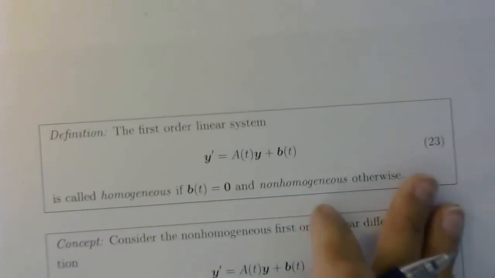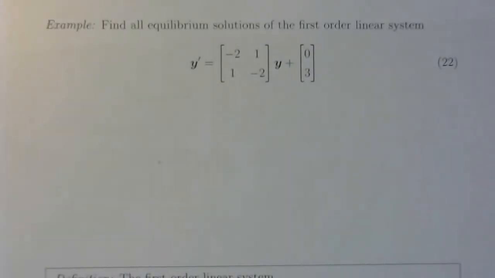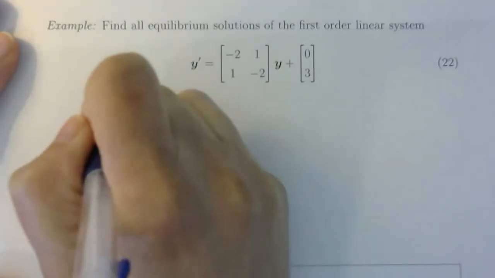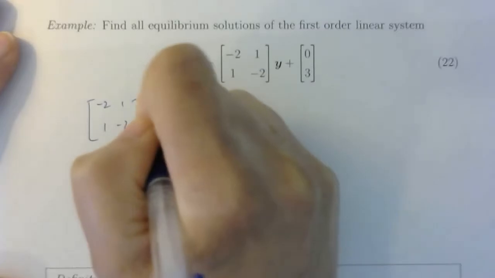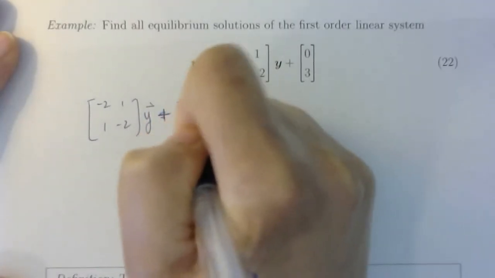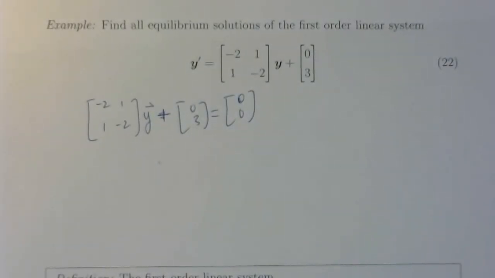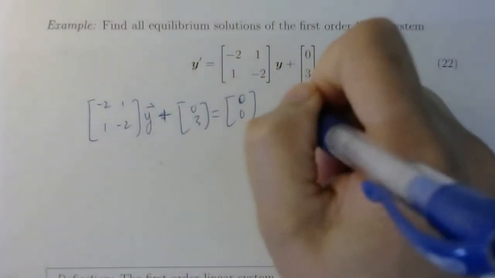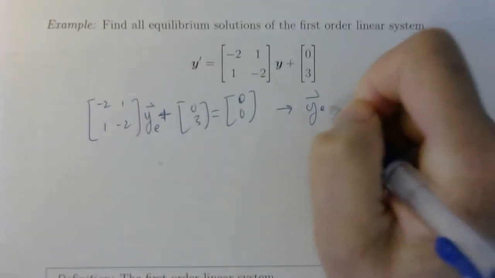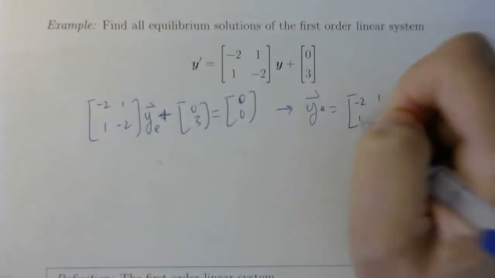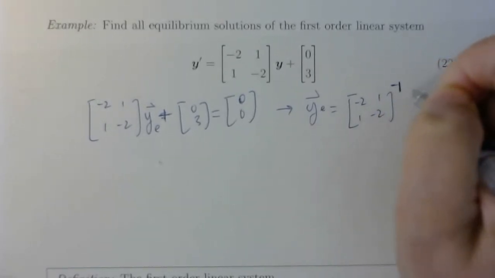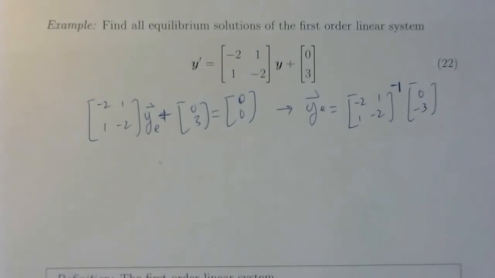So here's an example that we can look at. Let's find all the equilibria for this first order linear system. So I really want to solve [-2, 1; 1, -2] y plus [0, 3] is equal to [0, 0]. I can subtract this vector to the other side of the equation, and then multiply by the inverse of this matrix. So y e, the equilibrium that satisfies this, is going to be the inverse of this matrix times [0, -3].